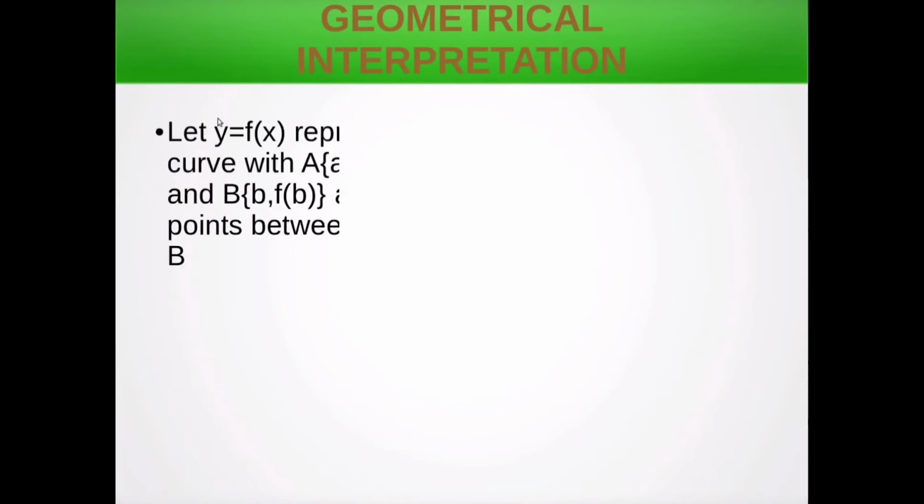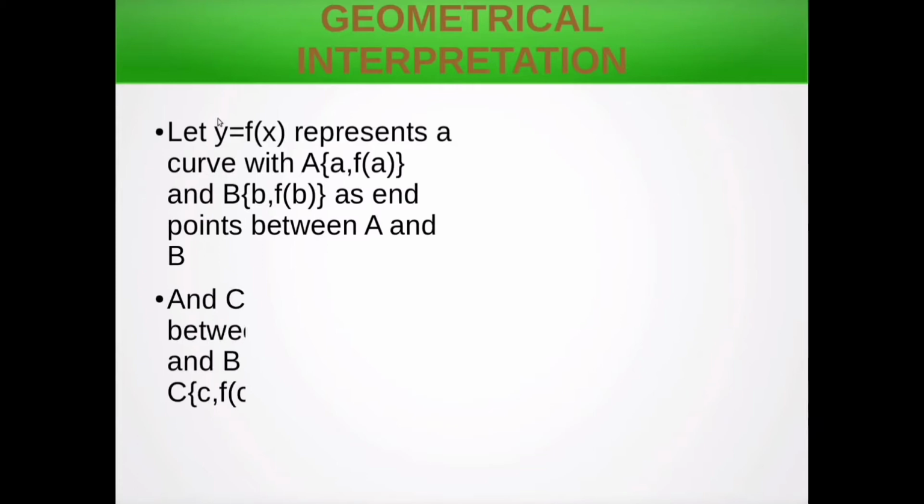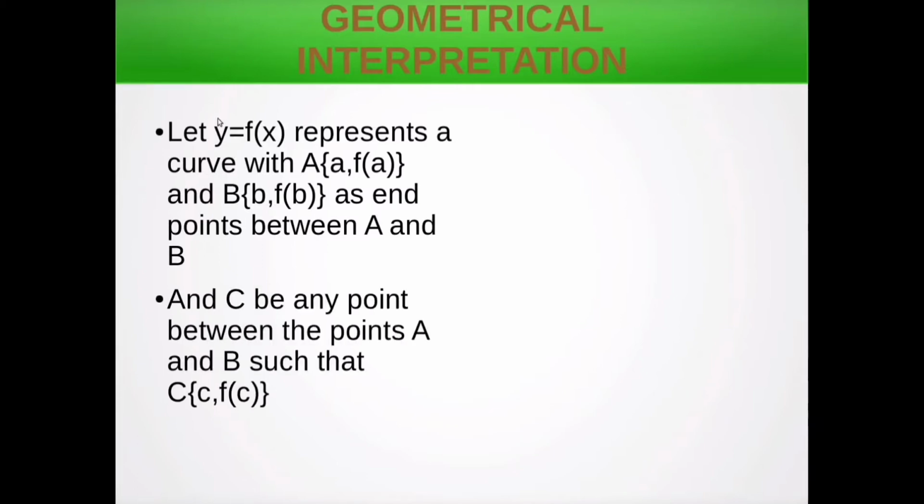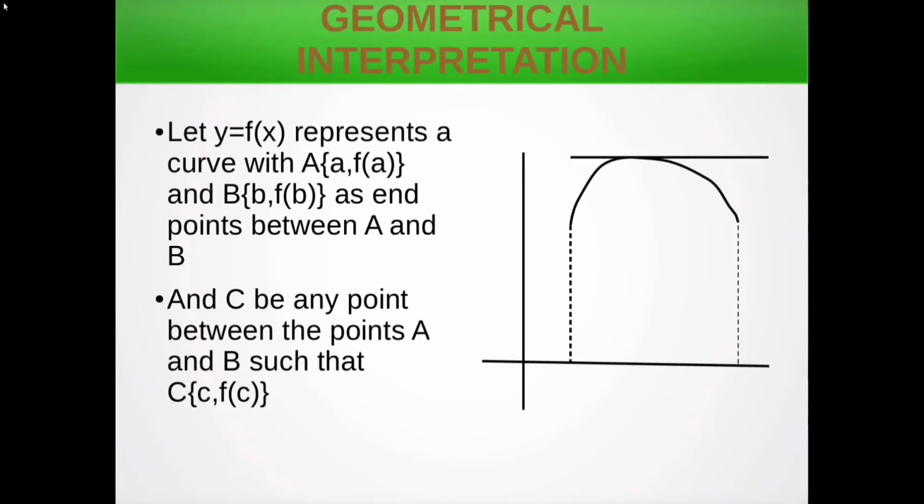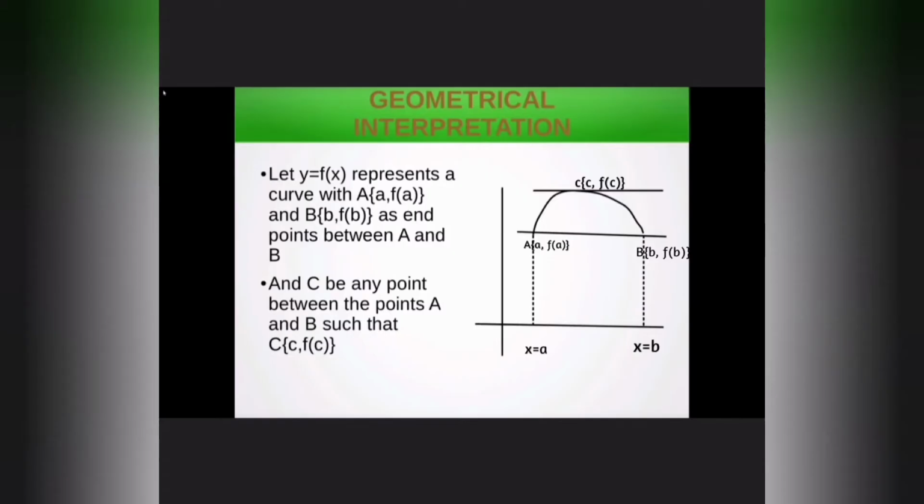In the geometrical interpretation, let us assume two values a and b. Let y is equal to f of x represent a curve, with (a, f of a) and (b, f of b) as the endpoints between a and b, and let c be any point between a and b such that the point is (c, f of c). The above graph correctly represents the geometrical interpretation of Lagrange's mean value theorem.